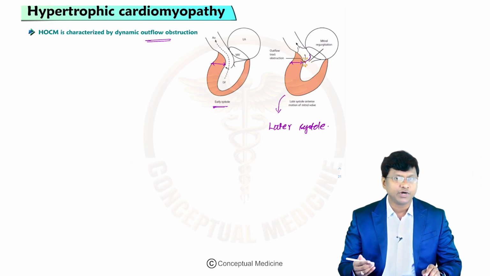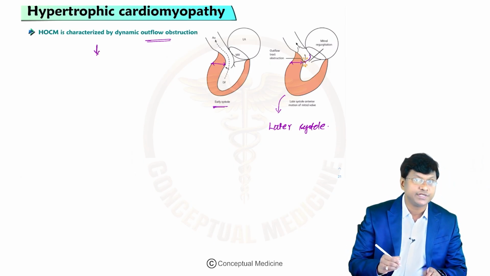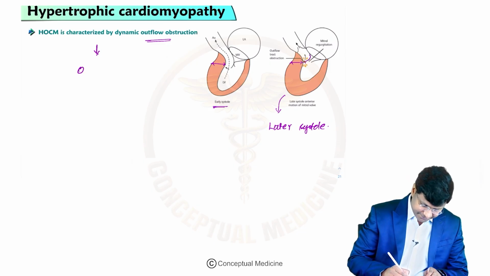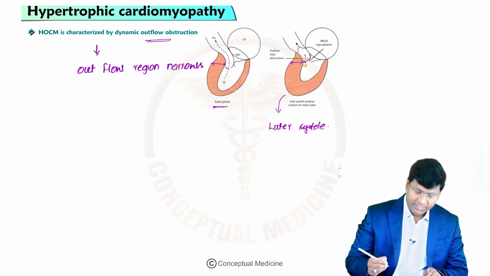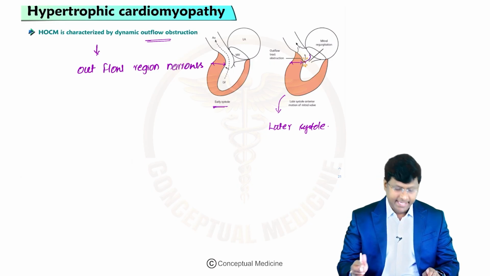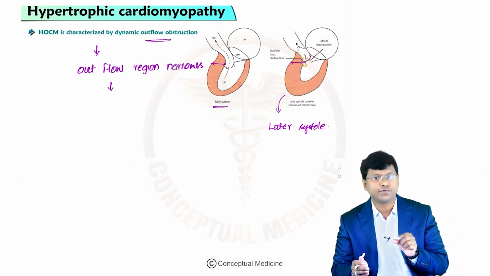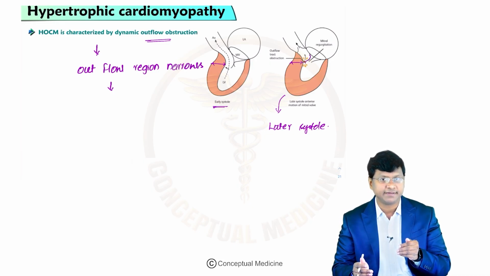So what will happen to the outflow region? In these individuals, the outflow region narrows the ventricular outflow tract. And during the mid-systole, the outflow tract is further narrowed by the systolic anterior motion of the mitral leaflet.